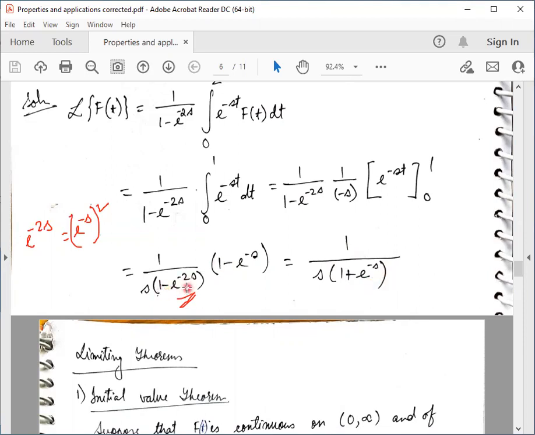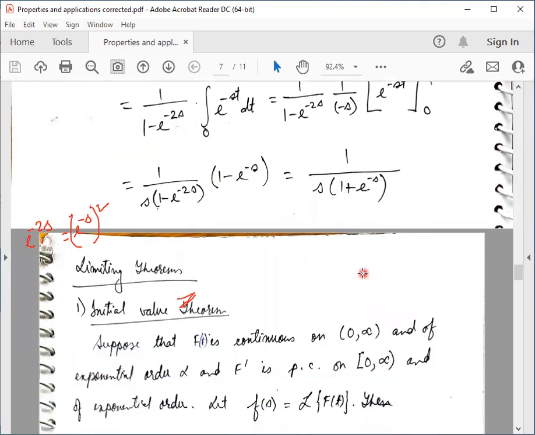A square minus b square form. So this is a plus b whole into a minus b. This is a minus b, and a minus b will get cancelled out. This remains 1 by s times 1 plus e to the power minus s. Okay, this is fine.